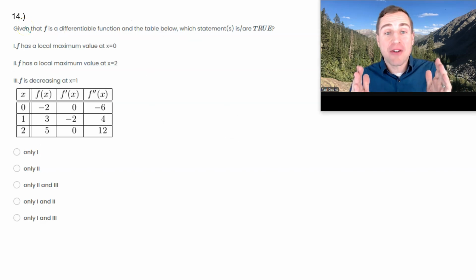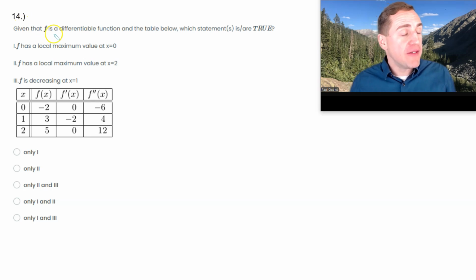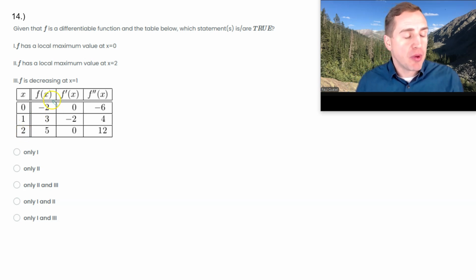So here we have a problem where we're given f as a differentiable function, and we have the table below, and we want to know which of the following statements is true. If there are multiple statements that are true, we want to mention that down here by choosing the correct Roman numerals. Okay, so it looks like we have information about the function at 0, 1, and 2 for the x values. We have the function value, its derivative, and its second derivative.